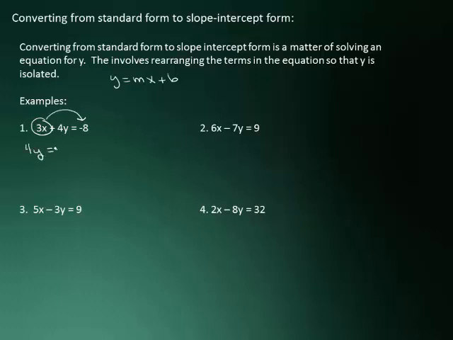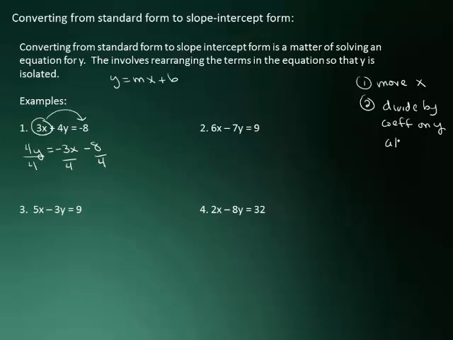So I get 4y is equal to negative 3x minus 8. So my first step is move x. My second step is to divide by the coefficient on y. Okay, so I divide everything, and that's everything. So I get y is equal to negative 3/4 x minus 2.